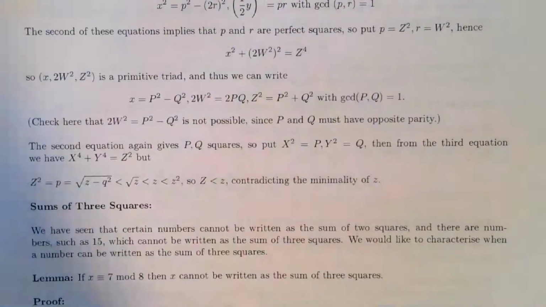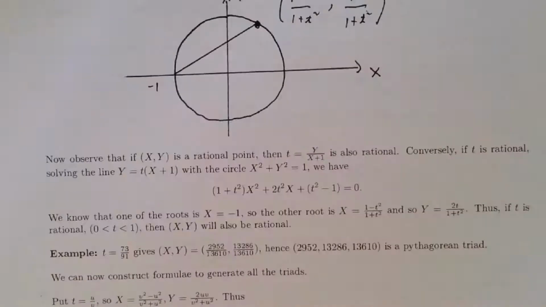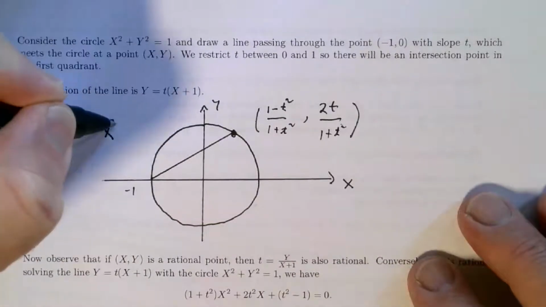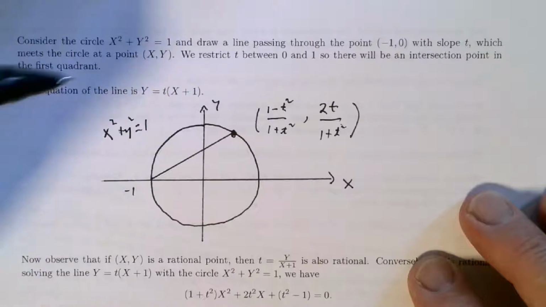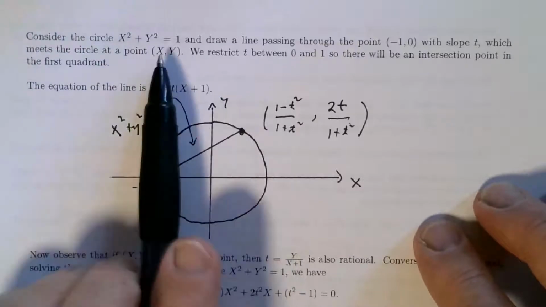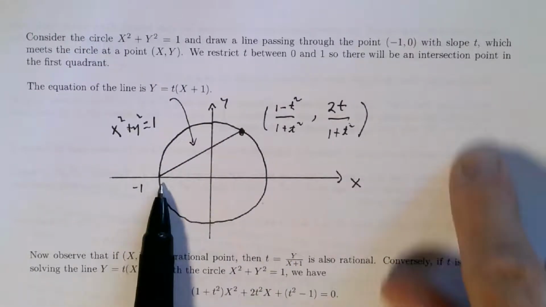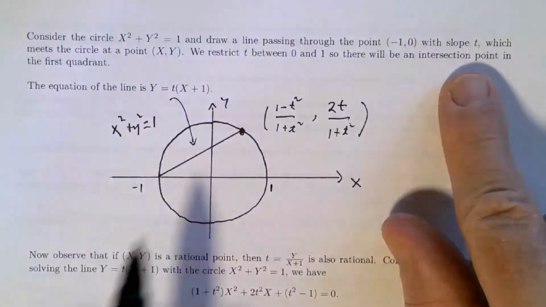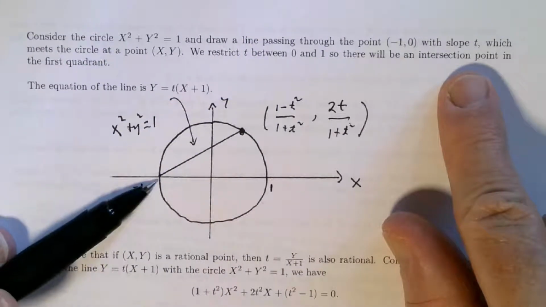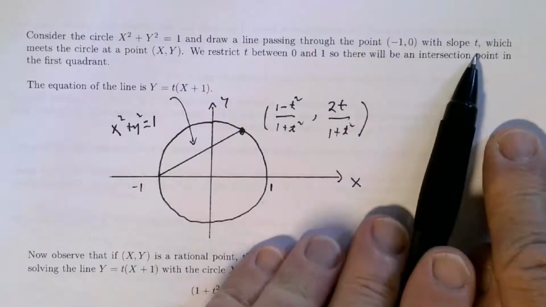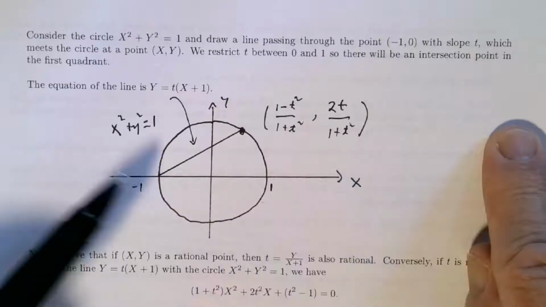Okay, so we introduce some geometry, so I'm going to draw this circle. This is the circle x squared plus y squared is 1, and this is the line y equals t x plus 1. So we consider this circle that passes through the point (-1, 0). There's my circle. This will be 1 there, of course. I'm going to draw a line that passes through this point, a line with gradient t, so the slope of this line will be t. And it's going to meet the circle somewhere here at some point (x, y).